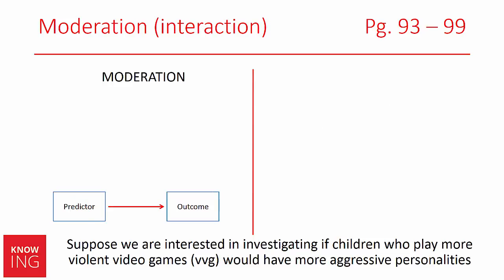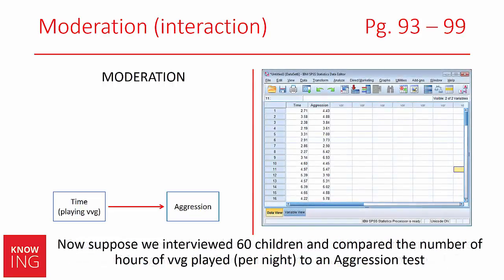Now, rather than trying to give you the definition of interaction, let's look at this through an example because I think it will explain it better. Suppose we are interested in investigating if children who play more violent video games, which I'll denote as VVG, would have more aggressive personalities. Here, we're seeing how one predictor, time spent playing games, affects aggression levels. Now, suppose we interviewed 60 children and compared the number of hours of playing violent video games per night on some sort of aggression test.